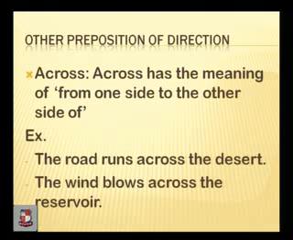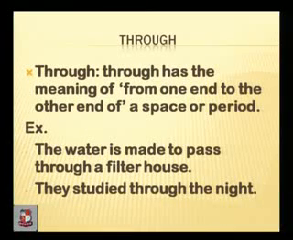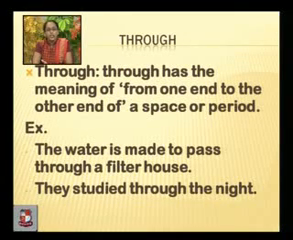Across, that means something from one side to the other side of. The wind blows across the reservoir. That means the reservoir is there and the wind is blowing from one side to the other side of the reservoir. Next preposition is through. Through has the meaning of from one end to the other end of a space or period.